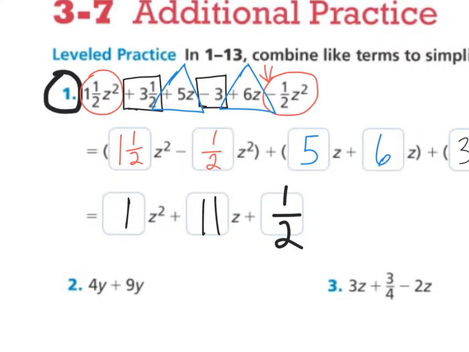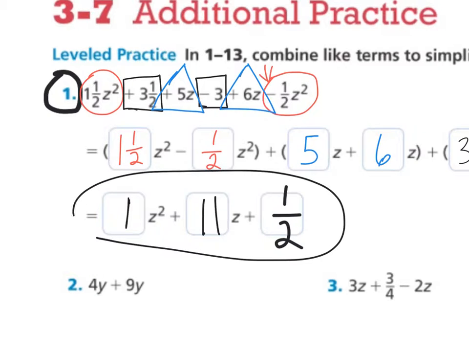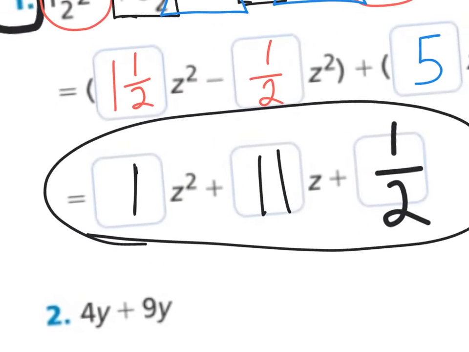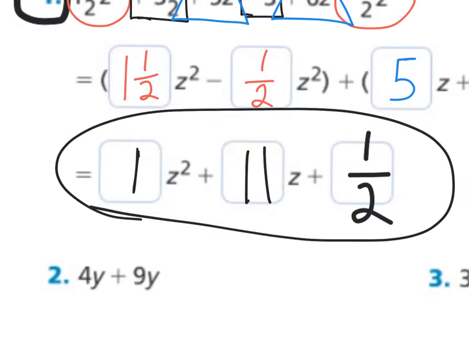At that point, you want to verify with your final answer that you don't still have any like terms. So we've got z squared, we've got a z term, and we've got a constant. Okay, even if the letters are the same, if one has an exponent and one doesn't, those are not like terms. They have to be identical to each other. Okay, so z squared and z, those are not like terms. Cannot be combined.